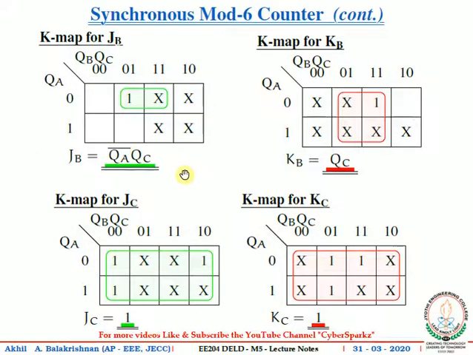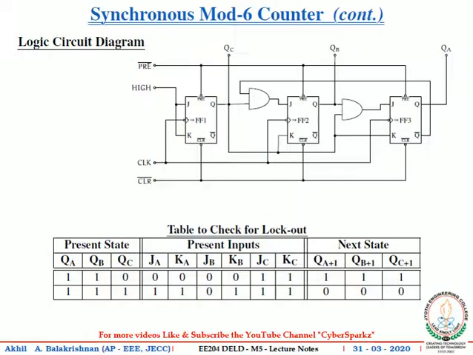On the left top, you can see the K-map for JB. On simplification, JB is obtained as QA bar QC. And on the right side, you can see the K-map for KB, and KB is obtained as QC. On the left bottom side, you can see the K-map for JC, and on simplification JC is obtained as 1. And on the right side, you can see the K-map for KC, and on simplification KC is obtained as 1. Using these minimal expressions for the flip-flop inputs, we complete the logic circuit diagram. The completed logic circuit diagram is shown on the upper half of the slide.